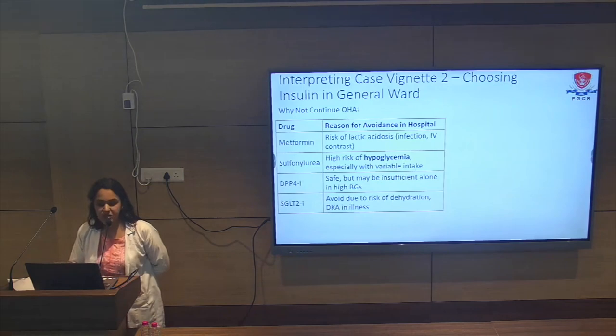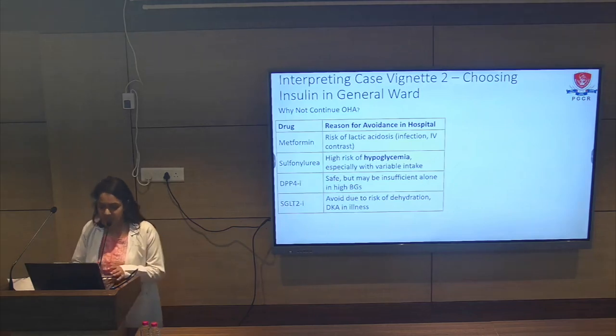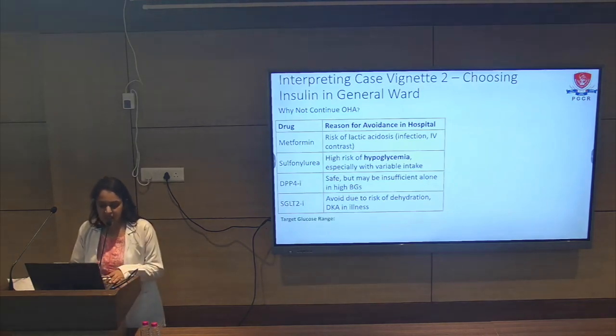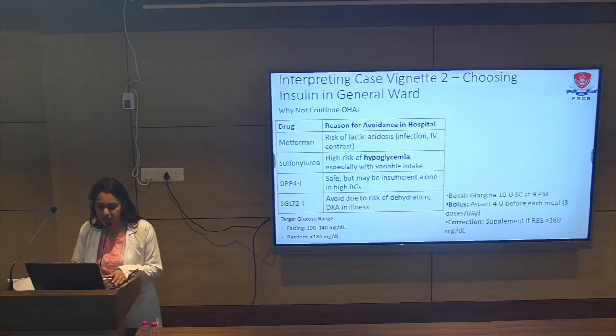We hold the sulfonylureas because of the high risk of hypoglycemia, especially with variable intake. DPP-4 inhibitors are safe, but they may be insufficient alone with these high blood glucose readings. And SGLT2 inhibitors we avoid due to the risk of dehydration and diabetic ketoacidosis. Now, the blood glucose target: fasting we keep around 100 to 140 milligram per deciliter and random blood glucose less than 180 milligram per deciliter.